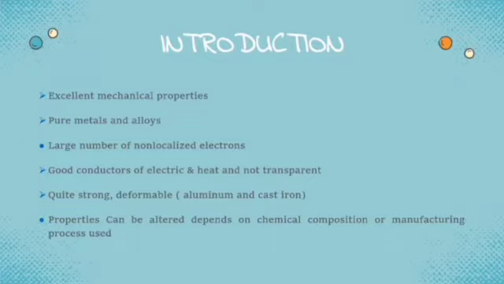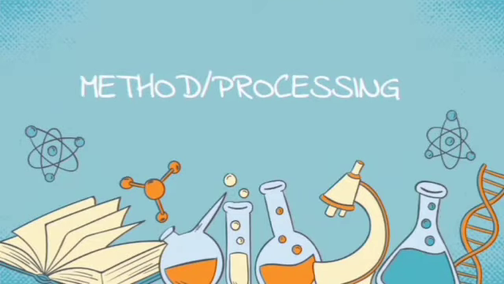Furthermore, metals are quite strong yet deformable, which accounts for their extensive use in structural applications. These materials are technologically interesting because they can be ductile, like aluminium, or brittle, like cast iron, and their properties can be altered depending on the chemical composition or manufacturing processes. Method and processing.